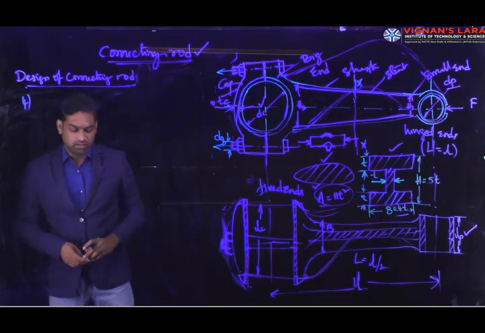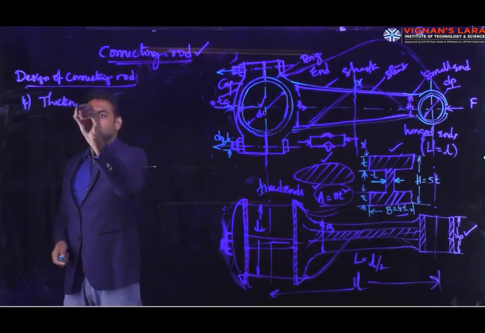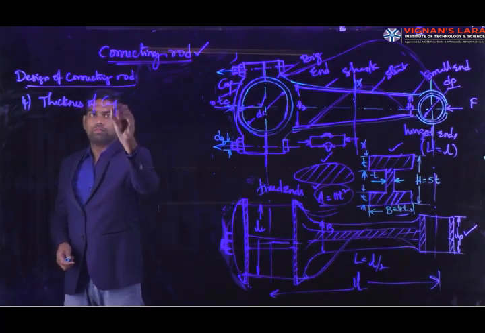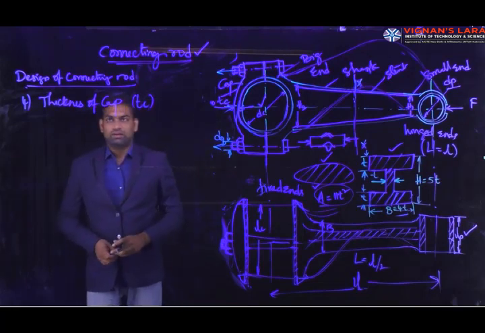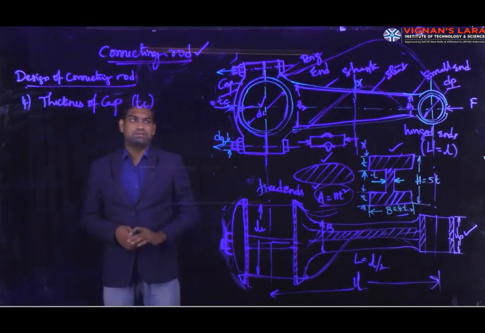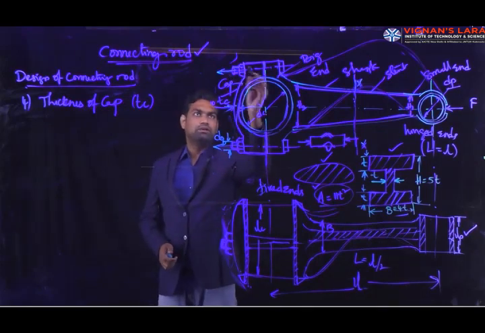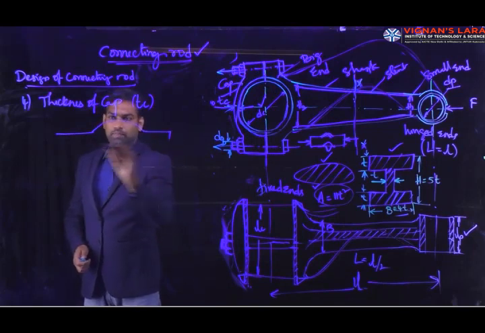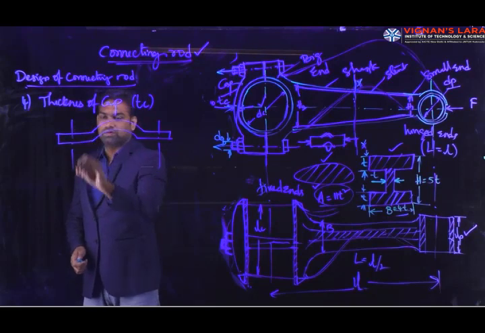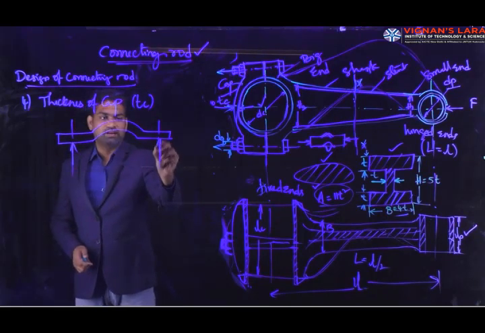And lastly, in the design procedure, we need to find out the thickness of the cap. Here the thickness of the cap is denoted by TC. The dimension TC is determined by considering the cap as a simply supported beam. If you observe, the cap is in this portion, in this shape. So we are assuming this cap is a simply supported beam, supported at the center of the bolts.